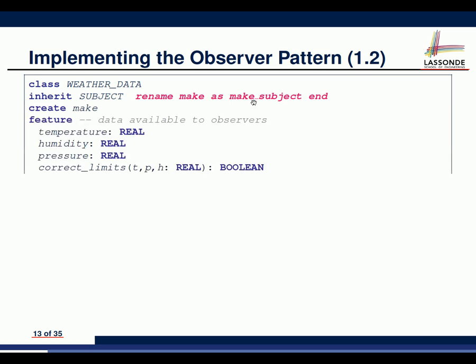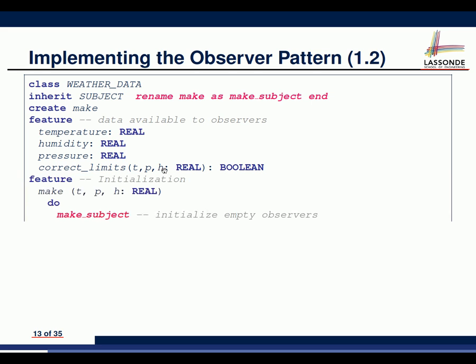Okay. This one here, you can just go over the code. It's not really that important conceptually. And then for the weather data, we simply declare all the variables that are going to be observed: temperature, humidity, and pressure. Okay. And then what it really means for the limits of the 3 measures to be correct, right? As we said before. Now, for the make feature here, we're going to make some initial temperature, pressure, and humidity. Just create the subjects, which will create the empty list of observers. And then we'll simply set the measurements, right?